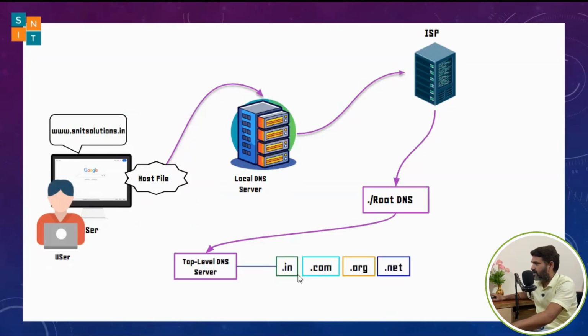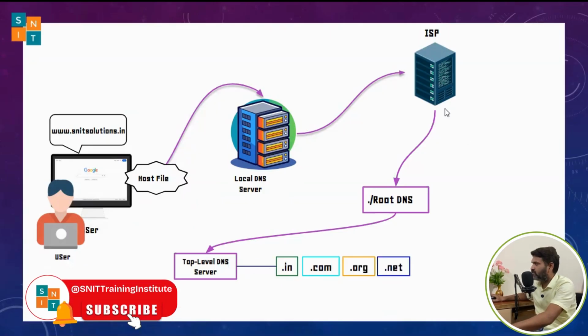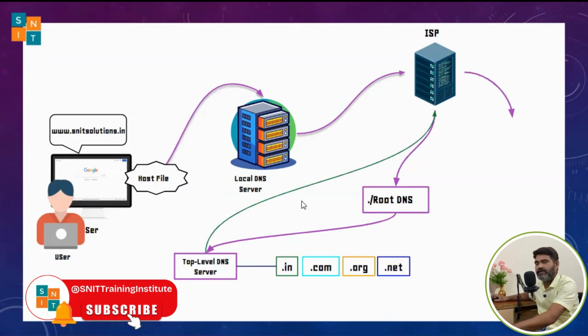Now for the first time, this top level DNS will respond to the ISP DNS saying that I know about this .in, but I don't know about this SNIT solutions. Now that request, okay, this top level DNS, for the first time it responded, right? And now that request will be forwarded to one more server, and that server is called the authority naming server, and this authority naming server will be maintained by one of the naming service providers.